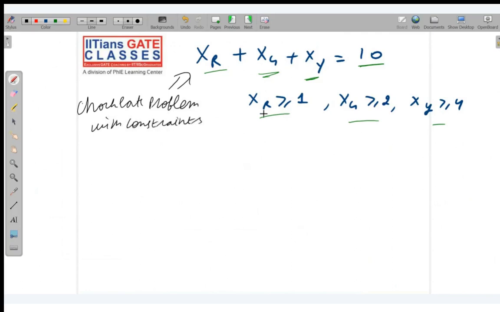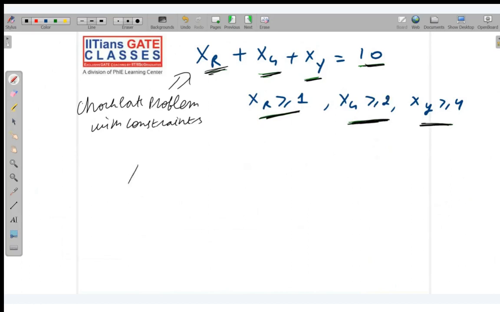Okay, so what are the constraints? See, the number of red chocolates, green chocolates, and yellow chocolates should be equal to 10. Red, green, and yellow chocolates are all available in abundance. But the thing is, you have to take a minimum of one red chocolate, a minimum of 2 green chocolates, and a minimum of 4 yellow chocolates. So I think it's very easy.